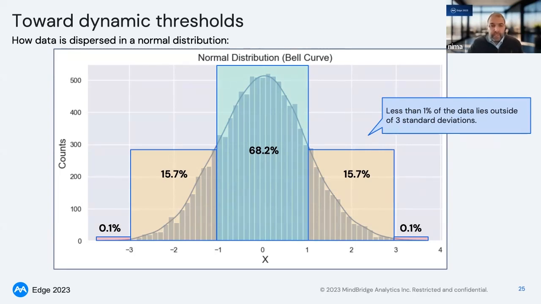This is sometimes used as motivation for building dynamic thresholds by turning these into risk buckets. What's in the middle would be low, so anything within 1 standard deviation is low. Anything between 1 and 3 standard deviations would be medium. And then anything above 3 standard deviations is on the extreme tail end of the distribution, and that would fall in a high risk bucket.